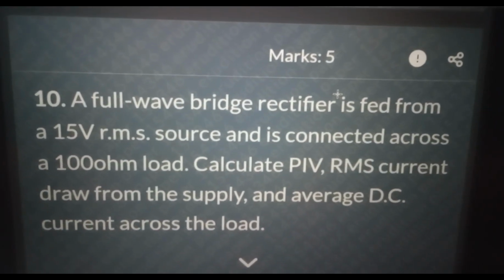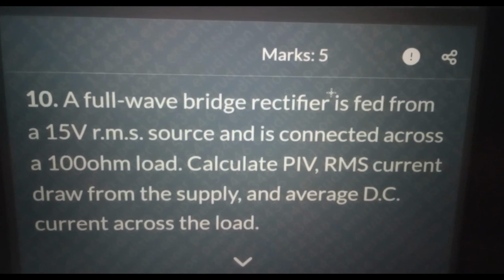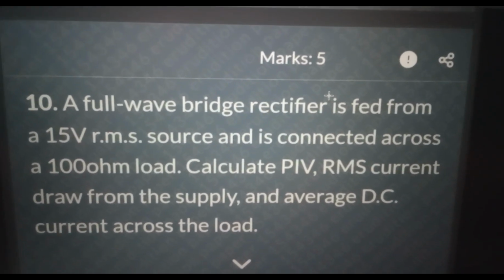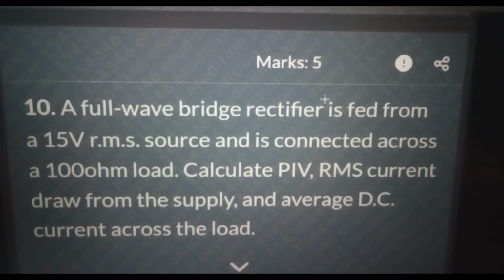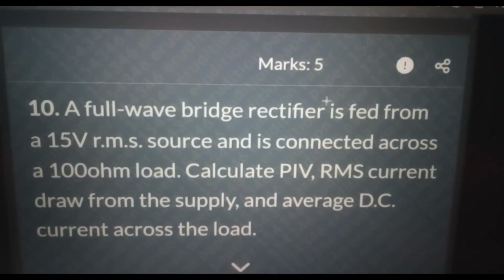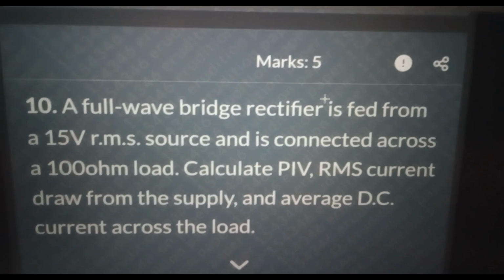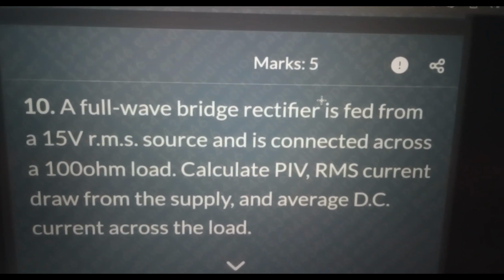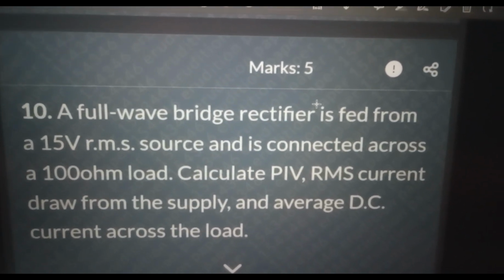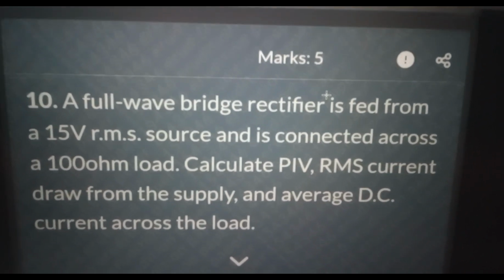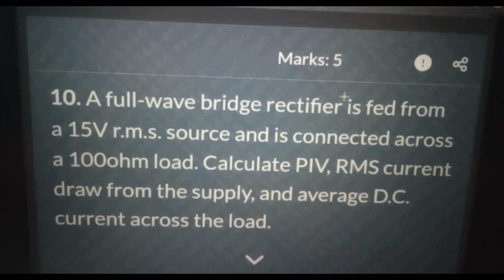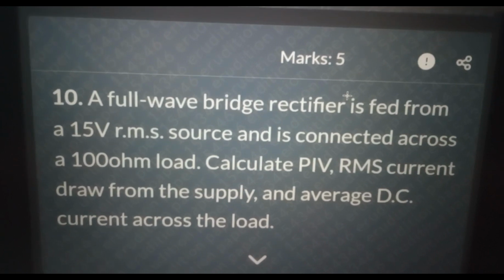Number 10. A full wave bridge rectifier is fed from a 15 volt RMS source and is connected across a 100 ohm load. Calculate the PIV, RMS current drawn from the supply, and average DC current across the load.